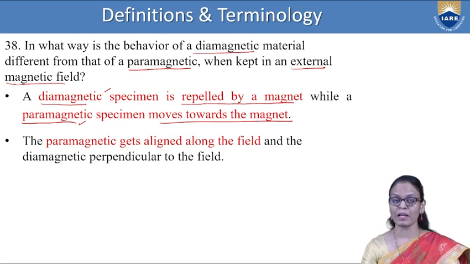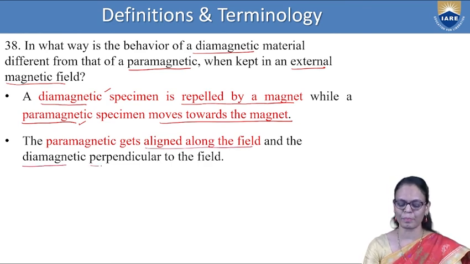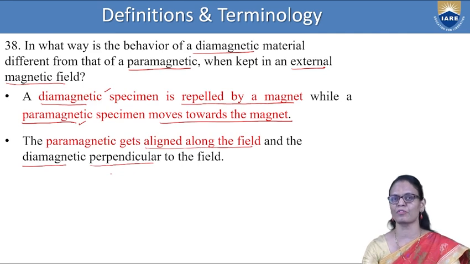That is the major difference. One is repelled and the other moves towards the magnet. The paramagnetic always gets aligned along the field and the diamagnetic will be perpendicular to the field, away from the field.